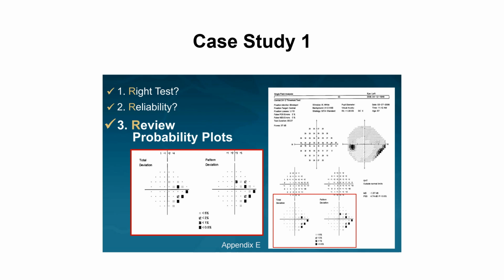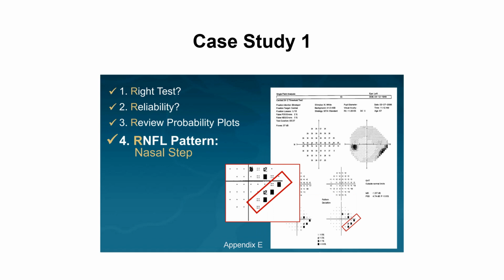Then you will review the probability plots, the total deviation and the pattern deviation. You will see here that you have field loss nasally, a nasal step, in the total deviation and the pattern deviation maps, with many points less than 1% probability. This pattern, which we call nasal stepping, reflects the retinal nerve fiber layer, and the fifth rule reaffirms the diagnosis.